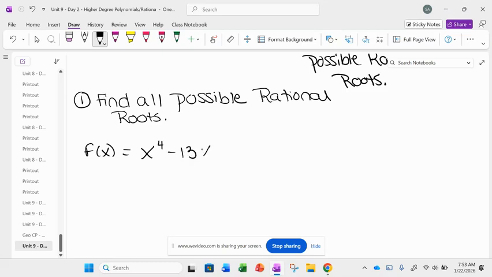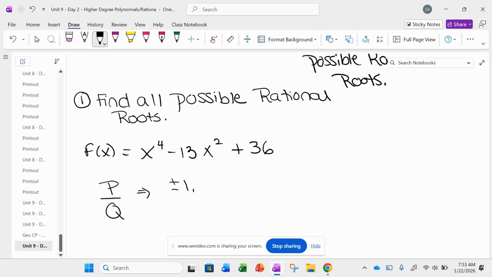Minus 13x squared plus 36. Who remembers how we come up with our list of possible rational roots? What do we have to do? Ariana? You got it. So we're going to set up P over Q. P is going to be the factors of our constant.